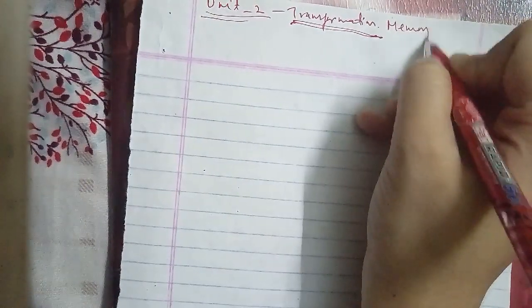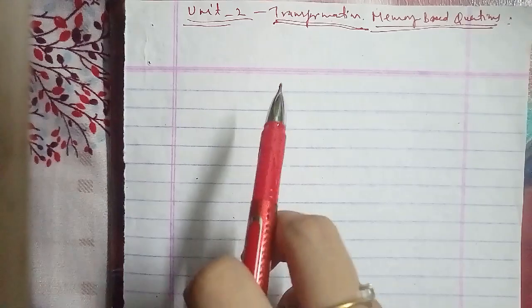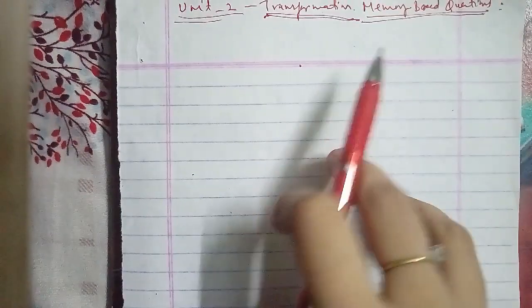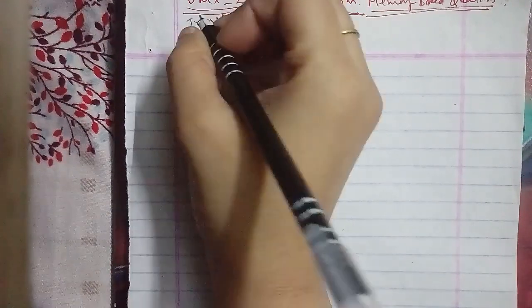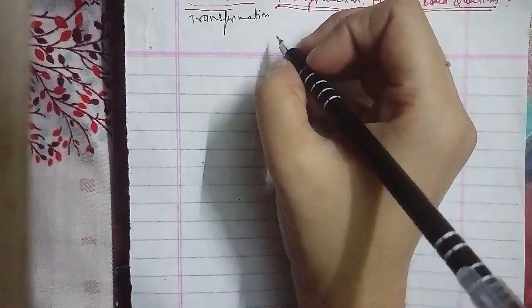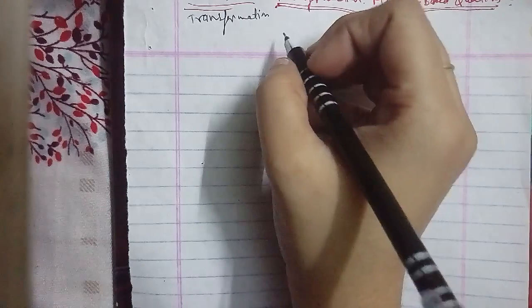The other question is: list out the basic operations performed by geometric transformation. We have three: translation, rotation and scaling.